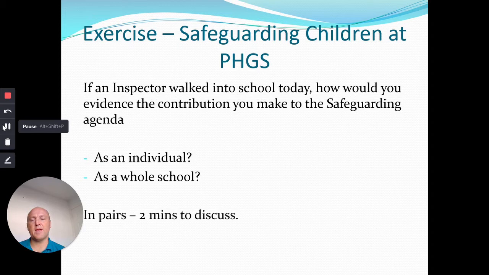Just to be clear, whilst this question references an inspector coming into school, this is not about Ofsted and about trying to tick boxes. It's just a way to frame the thought process that we need to go through. So within the role that you are going to be undertaking at Prince Henry's Grammar School, what sort of things do you think you would do to contribute to the safeguarding agenda? And more broadly, what do you think the school needs to do around that? I'll get you to pause for just a second and think about that, and I'll move on when you're ready.